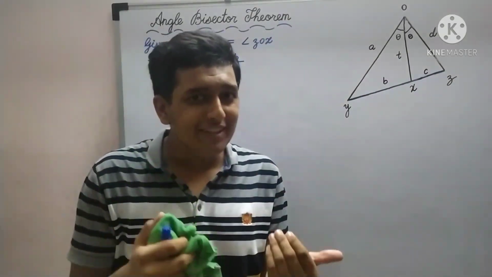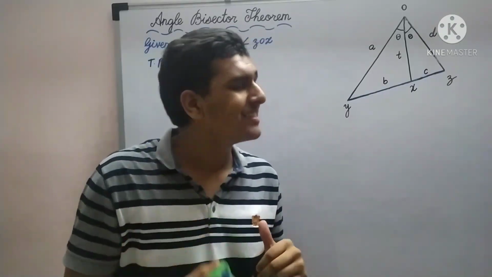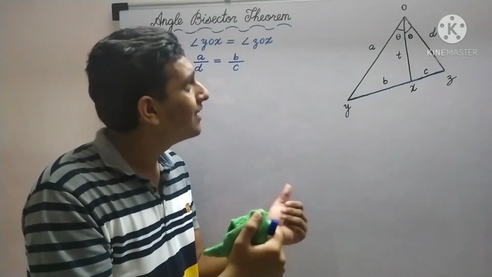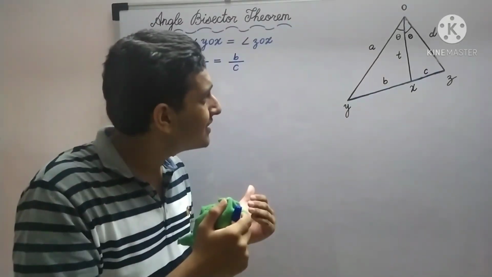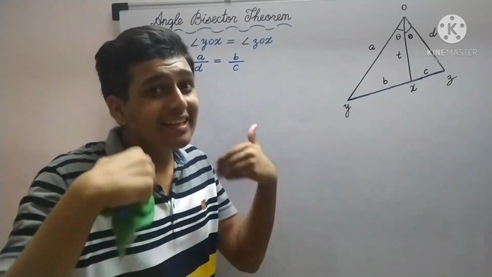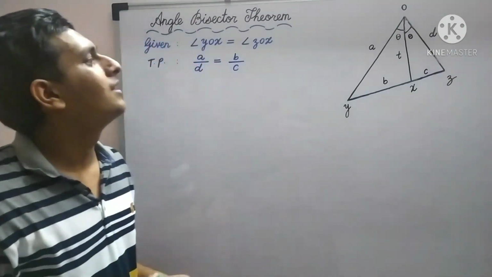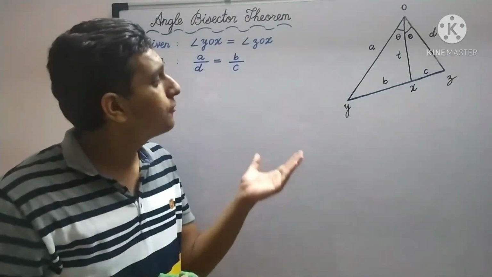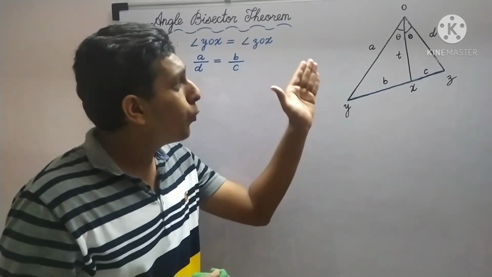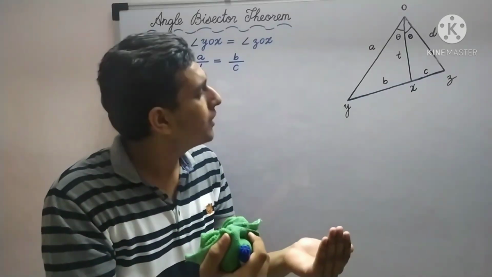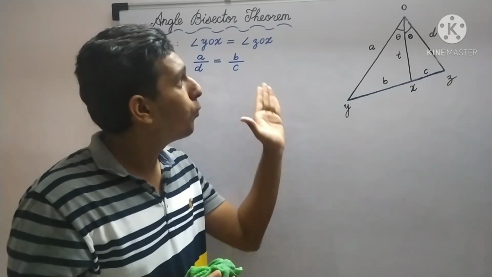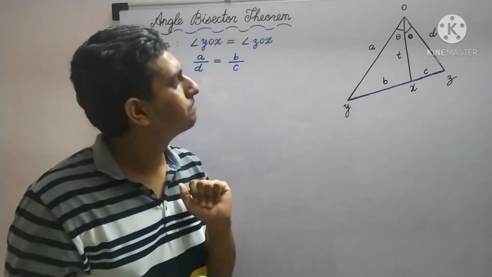Before we start proving the theorem, let's see what it states. The angle bisector of an angle divides the opposite side in the ratio of the sides which contain the angle. In other words, if we have a triangle YOZ such that OX bisects angle O, then YX by XZ is equal to YO upon OZ.